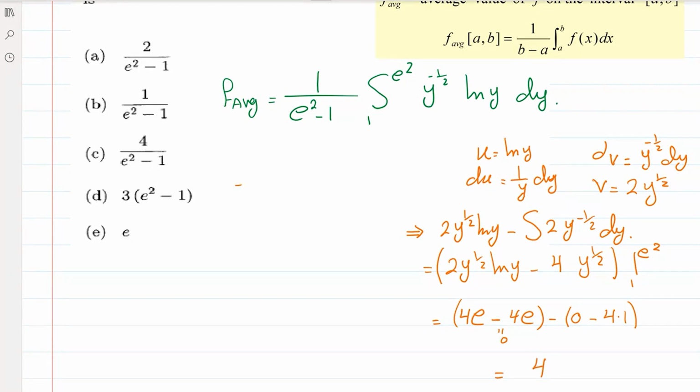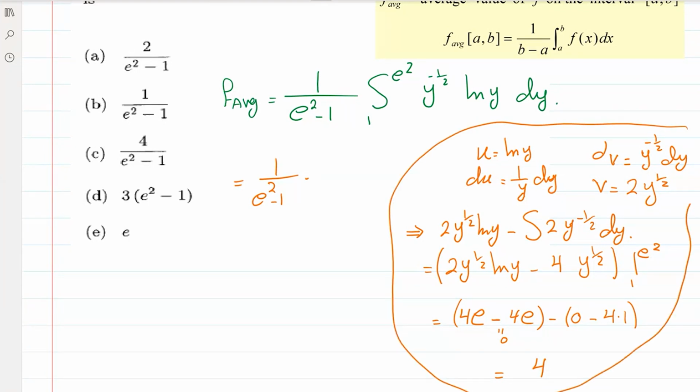So the average value here will be 1 over e square minus 1, and all of this integral, as we find it here, will be 4. So the answer will be just 4 over e square minus 1, as you solve it, and the answer will be C.